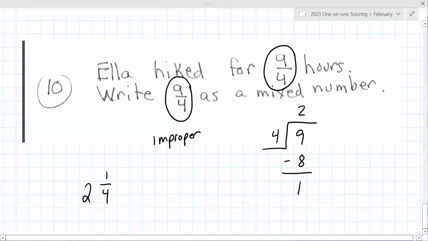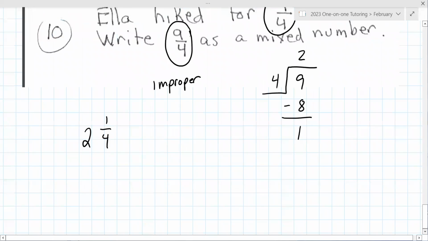Okay, so I think we've got to do a few more of these. I think that makes sense. Let's do another one here because I still don't think you've got this down as well as you could. Let's do 19 over 3.